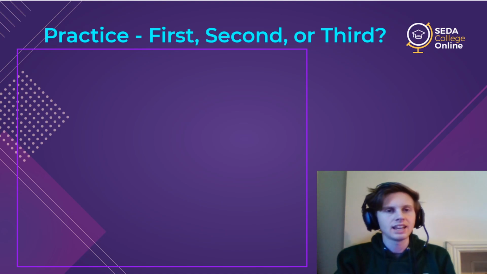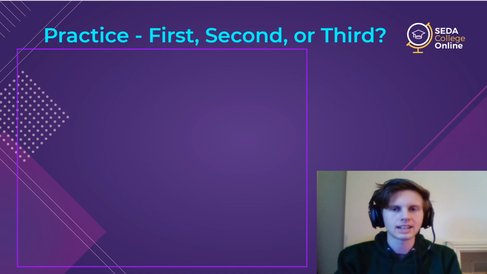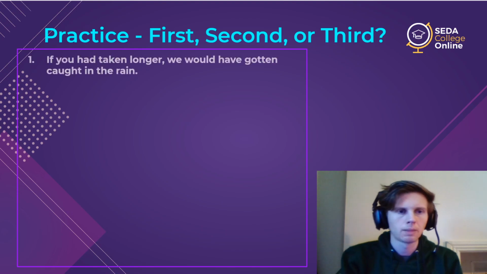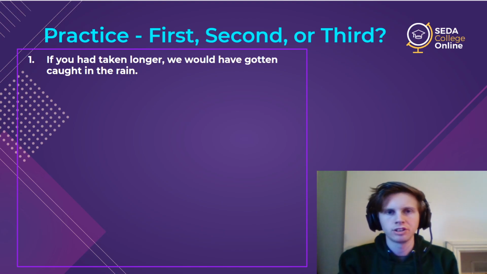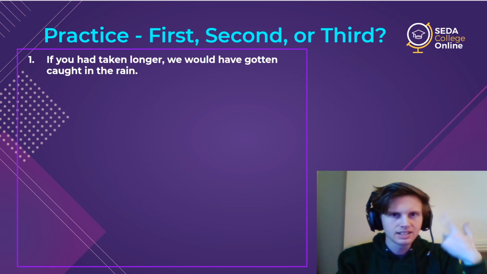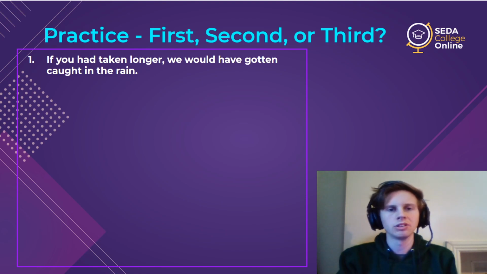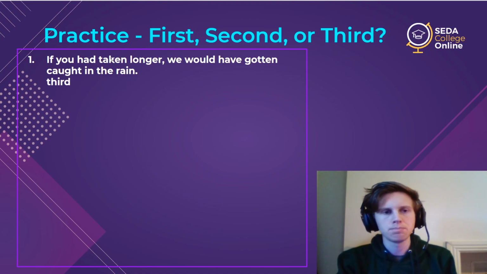You have no need for grammar or to complete the sentence. You just need to say, is this a first conditional, a second conditional, or a third conditional? So for example, if you had taken longer, we would have gotten caught in the rain. First, second, or third, what do you think? Have a guess in your head, and then we'll continue. And that is third conditional. So we have had taken, past perfect, and would have gotten, modal perfect: third conditional.